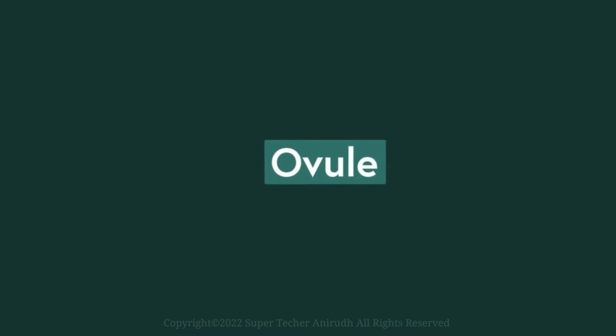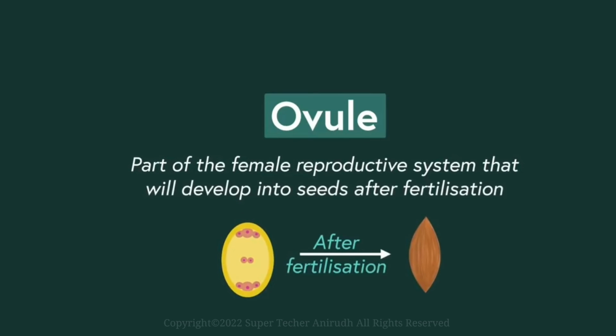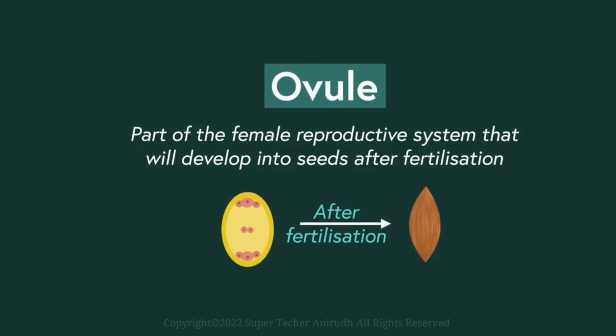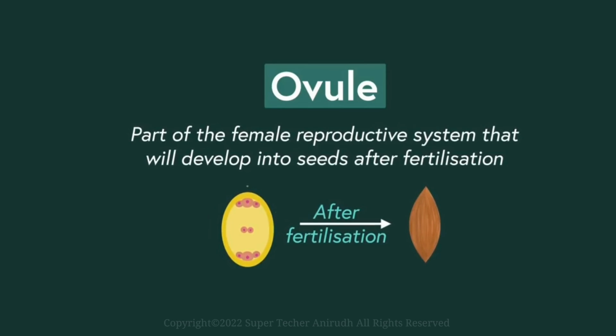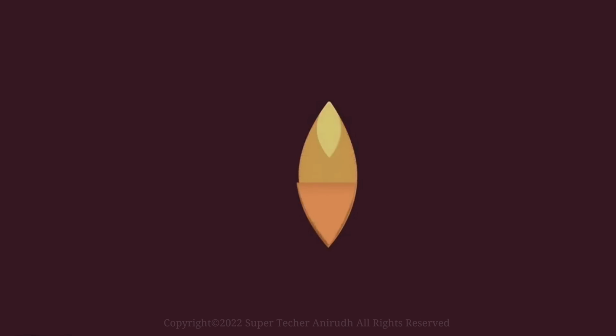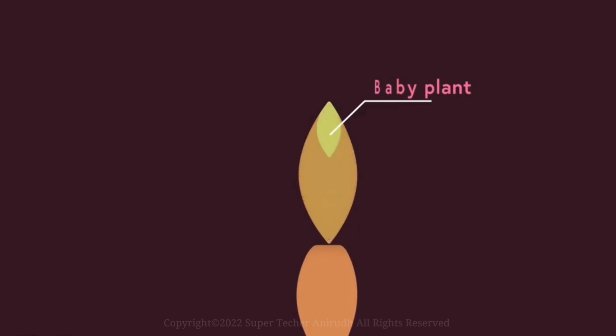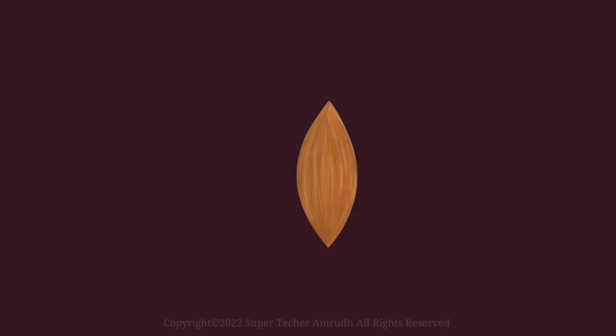What's an ovule? An ovule is a part of the female reproductive system that will develop into seeds after fertilization. This is all we need to know for now. We will get into the structure and functions of ovule in higher grades. So getting back, the ovule forms the seeds, which is nothing but a structure containing the embryo inside it. The baby plant. A baby plant that is yet to develop means it needs utmost protection. That is why we have the seed.